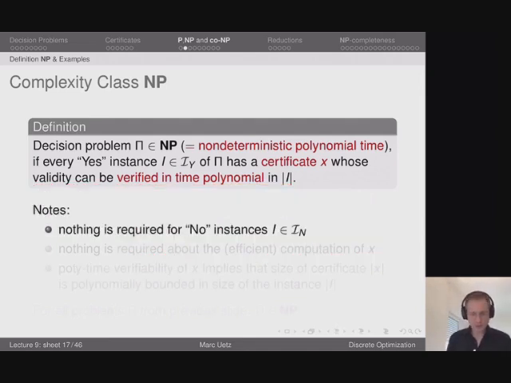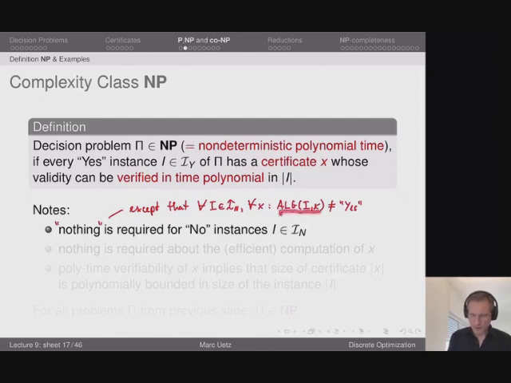And a few notes. Nothing is required for no instances, not even that the algorithm runs in polynomial time for no instances. Maybe this should be specified more precisely: our verification algorithm should not return yes when the instance is a no instance. So for all no instances, our verification algorithm either doesn't terminate at all, for instance, but it certainly doesn't return yes after polynomially many steps. That is still part of the definition, that the verification algorithm is able to verify validity for yes instances.